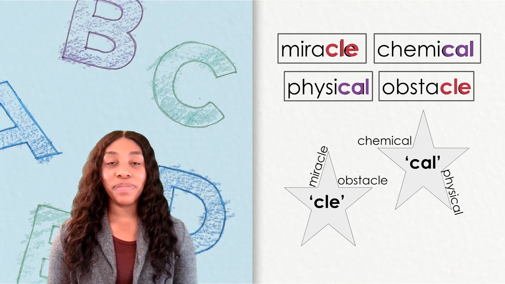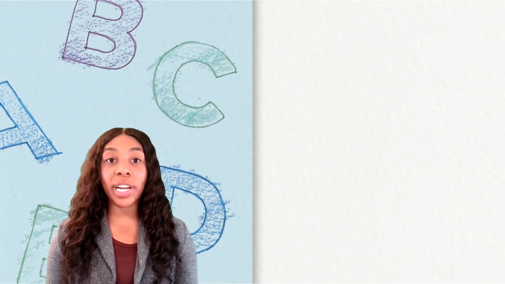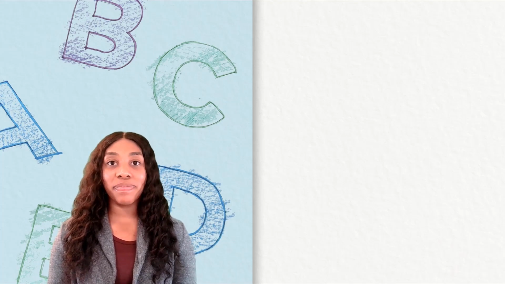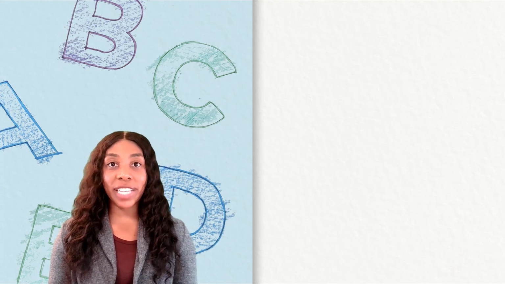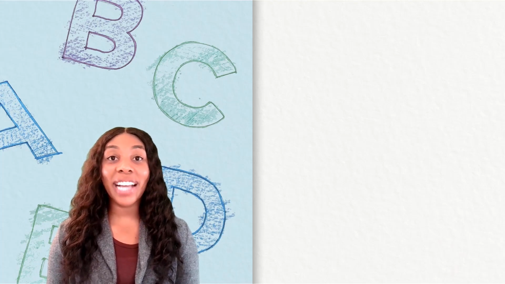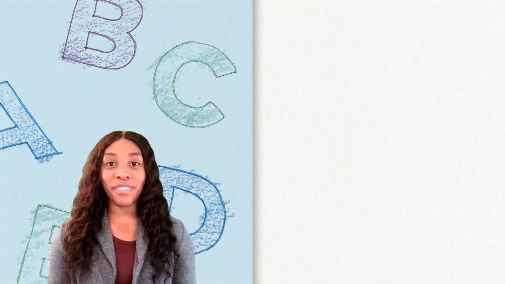Great work, friends. Now we'll look at 2 more words and decide where to divide them into syllables, which will help us read them. You know what time it is. It is syllable sleuth time. So go ahead and put on your syllable sleuth hat. It is time to be a detective. Here we go.